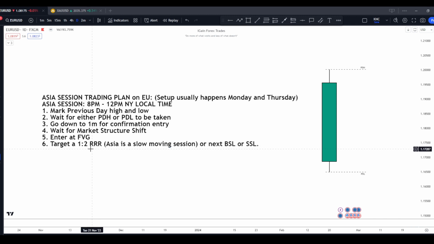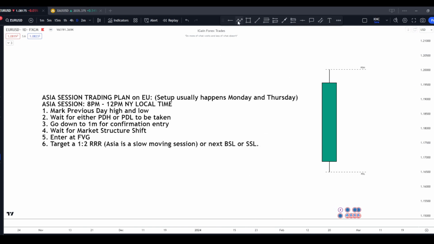So it's different from London and New York since Asia session is a slow moving session. Since we are doing intraday trading, we can secure a 1:2 risk reward ratio, or we can target the next buy side liquidity or sell side liquidity.